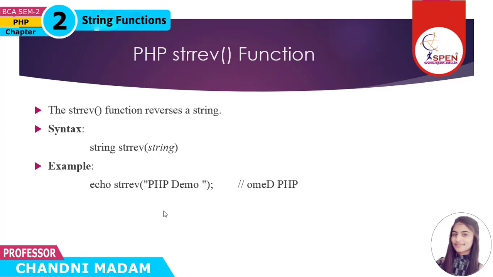Now our next function is strrev. It will reverse a string. Here is the syntax. The strrev function has one parameter, the string. After executing, it will reverse the string and return a string as the return value. Here is the example. We will pass "php demo" to the strrev function. This function reverses "php demo" and gives this kind of output.